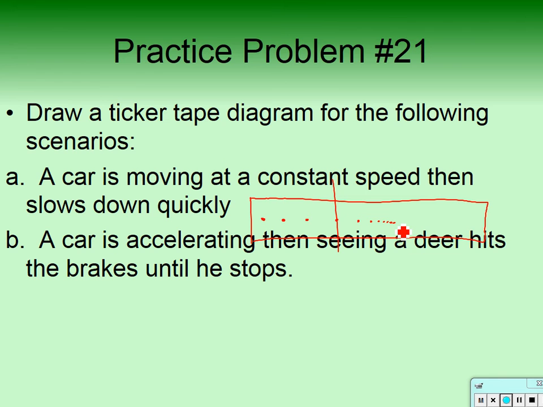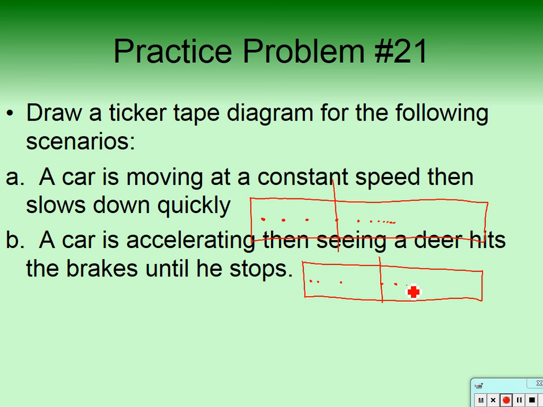Okay, part B. A car is accelerating, then sees a deer, hits its brakes until he stops. How do we show acceleration? Because the first part of this, he's accelerating. Yeah, so we start kind of slower, but then we get bigger and bigger apart. Okay, so there's our accelerating part. He sees a deer and hits his brakes and stops. Okay, so let's say he sees the deer at this point. This is where he sees the deer.